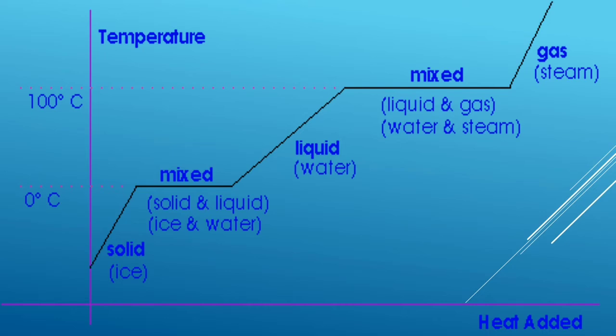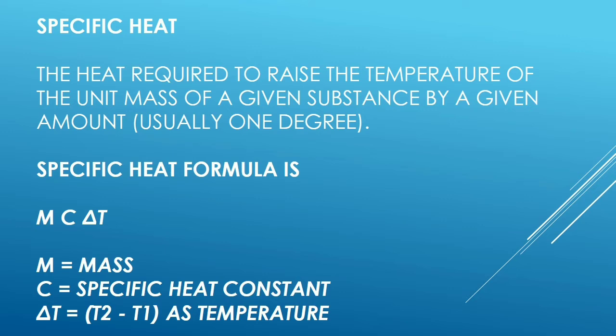Specific heat is the heat required to raise the temperature of the unit mass of a given substance by a given amount. The specific heat formula is Q = mcΔT, with m as the mass, c as the specific heat constant, and ΔT as the final temperature minus the initial temperature.